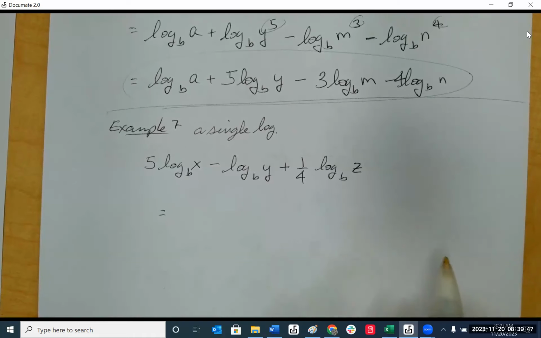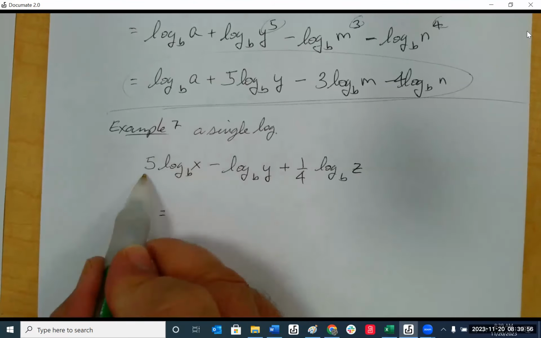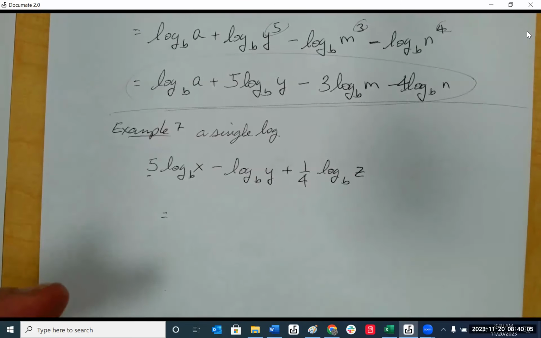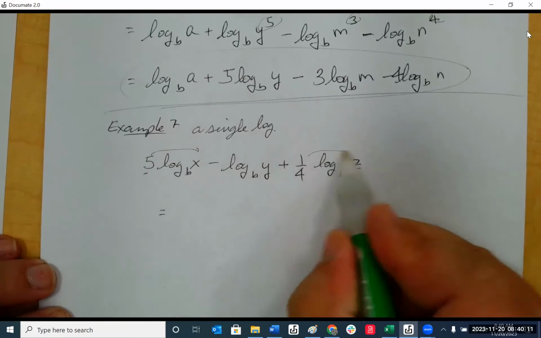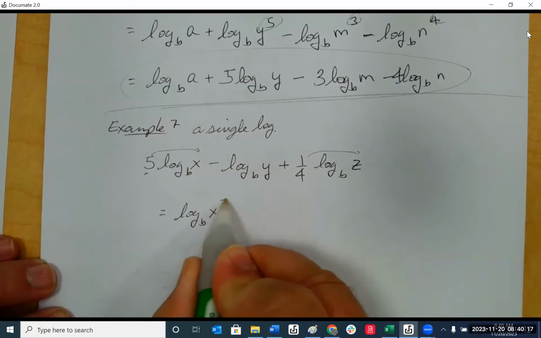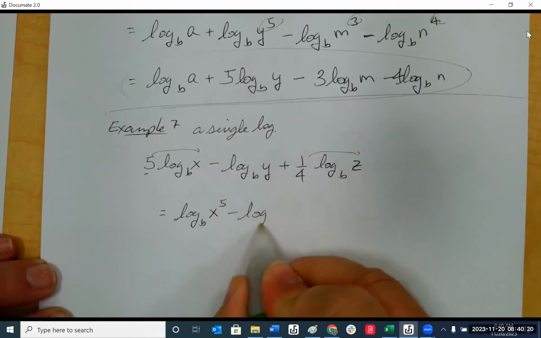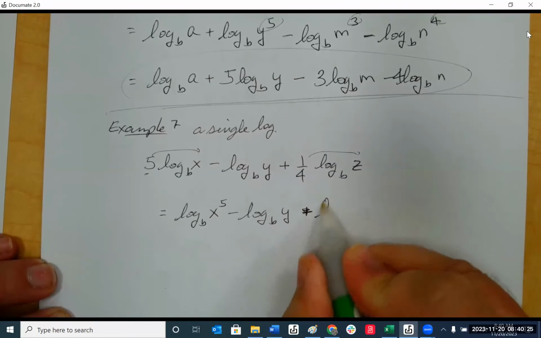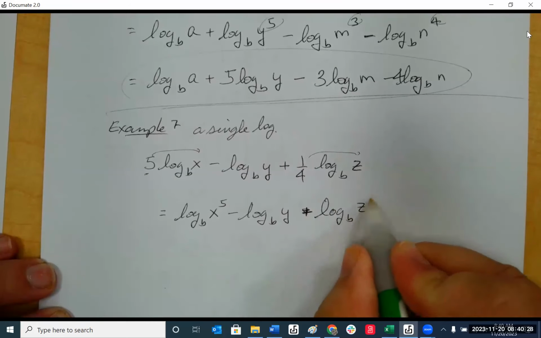What do you think the first thing is going to be? Get rid of the coefficients. Because we can't do the subtraction multiplication yet because we have coefficients. We have to get them so it's just log of a number. So that becomes an exponent. This becomes an exponent. So it's log base b of x to the fifth, log base b of y, plus log base b of z to the 1/4.